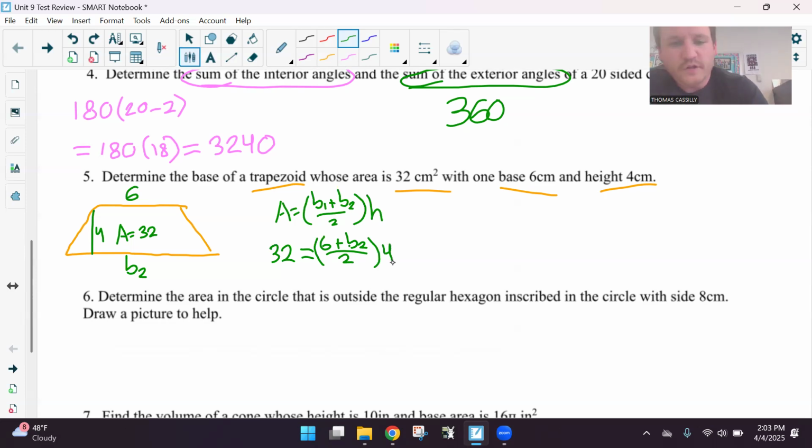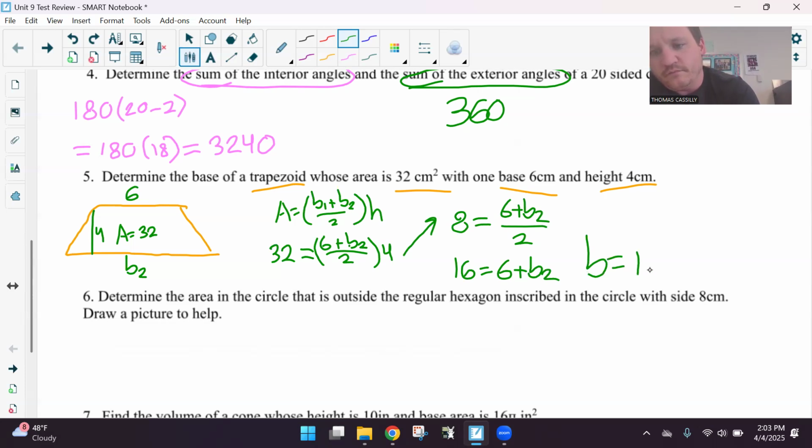All right, so doing a little bit of algebra, I'm going to skip a few of these steps here. I'm going to say 8 equals 6 plus B2 all over 2. Then I'm going to say 16 equals 6 plus B2. Therefore, we got B2 equals 10. All right, so what I did is I divided both sides by 4.